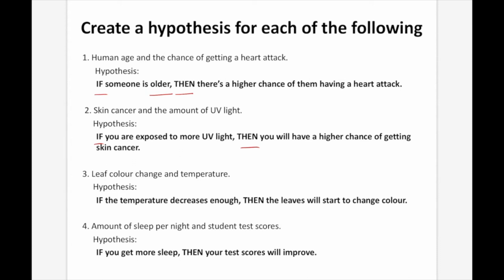Leaf color change and temperature. If the temperature decreases enough, then the leaves will start to change color. Amount of sleep per night and student test scores. If you get more sleep, then your test scores will improve.